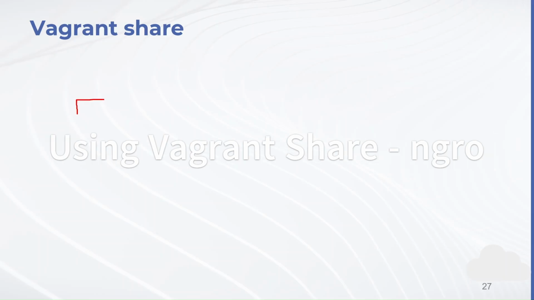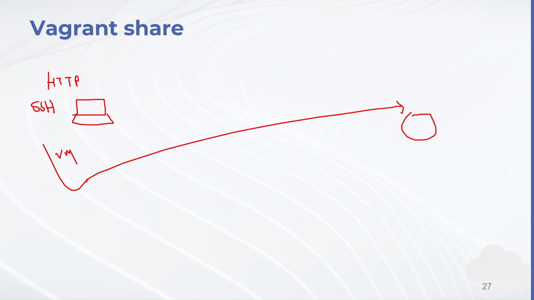Now suppose you are working on your system, and you deployed an application. For example, it can be an HTTP application, or it can be just general SSH access. Now you want to provide this access to your virtual machine to someone across the world. Now how to do so?